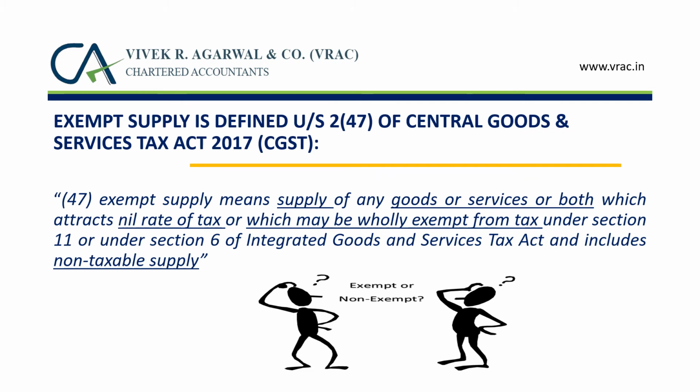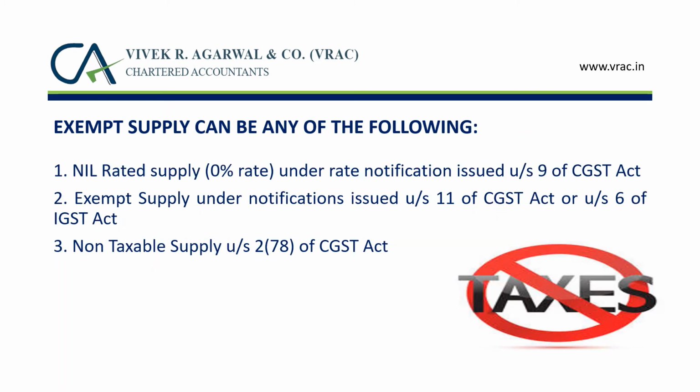Exempt supply is defined under Section 2 subsection 47 of Central Goods and Services Tax Act, 2017 as: exempt supply means supply of any goods or services or both which attracts nil rate of tax, or which may be wholly exempt from tax under Section 11 or under Section 6 of Integrated Goods and Services Tax Act, and includes non-taxable supply. Exempt supply can either be nil-rated supply, or exempt supply as per exemption notification issued under Section 11 of CGST Act or under Section 6 of IGST Act, or it can be a non-taxable supply as defined under Section 2 subsection 78 of CGST Act.